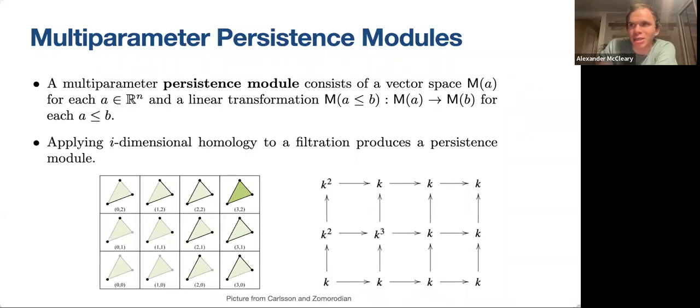Except now, for 2-parameter persistence, you can oftentimes think of them as being arranged in grids. Same thing with higher dimensions as well. So it's a bit more complicated than just the linear case where everything is 1-dimensional.